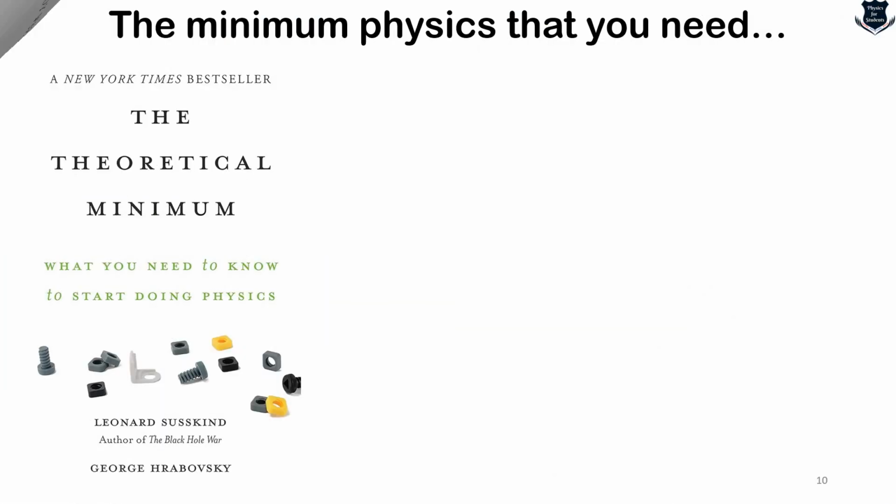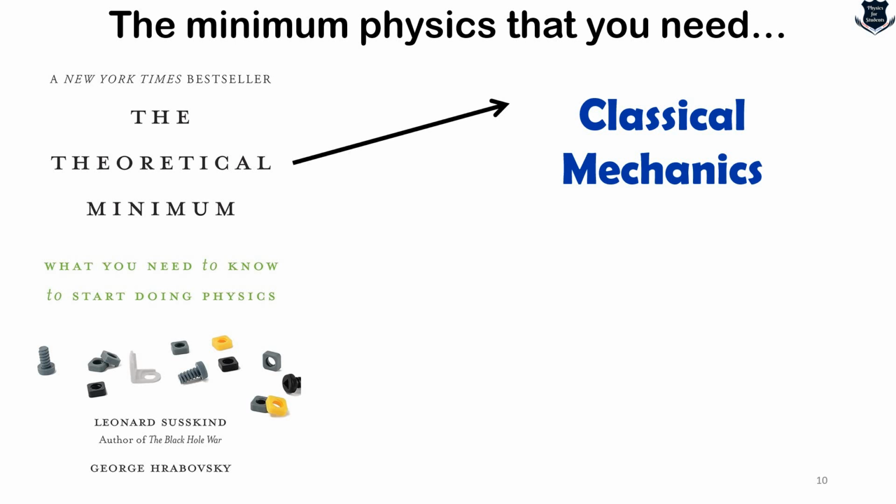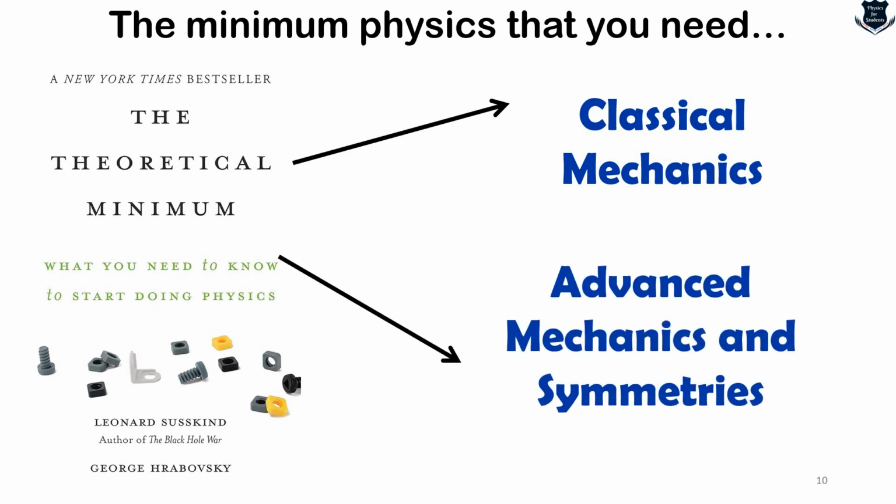Now this book, no doubt, is one of the best books which starts with the minimum physics and mathematics that you need. It is divided into two parts. The first one deals with classical mechanics and the second deals with advanced mechanics and something which you all know are called the symmetries.